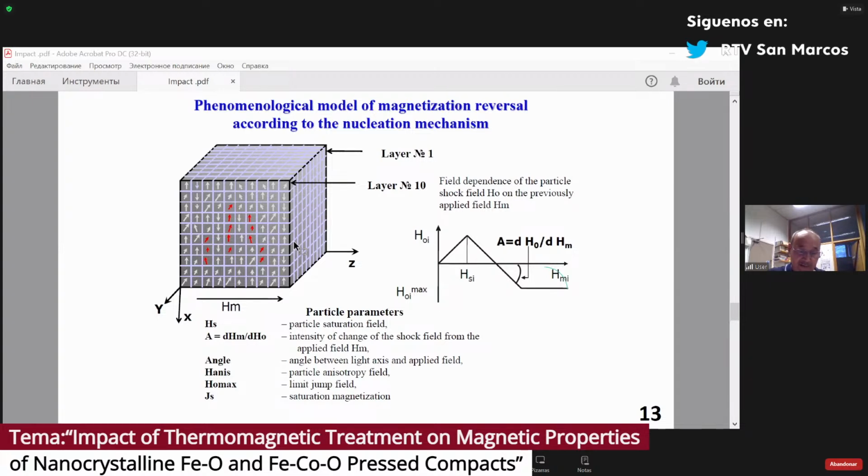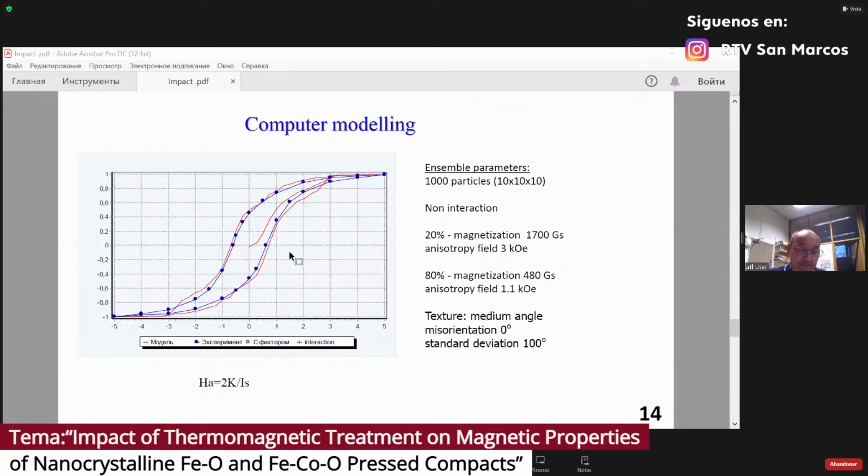So the ratio of the iron and magnetite phases was taken to be 20 to 80. The magnetization of iron is 1070 Gauss. Magnetite is 480 Gauss. The selected values of anisotropy fields are 3 kilo-oersted for iron particles and 1.1 kilo-oersted for magnetite particles.